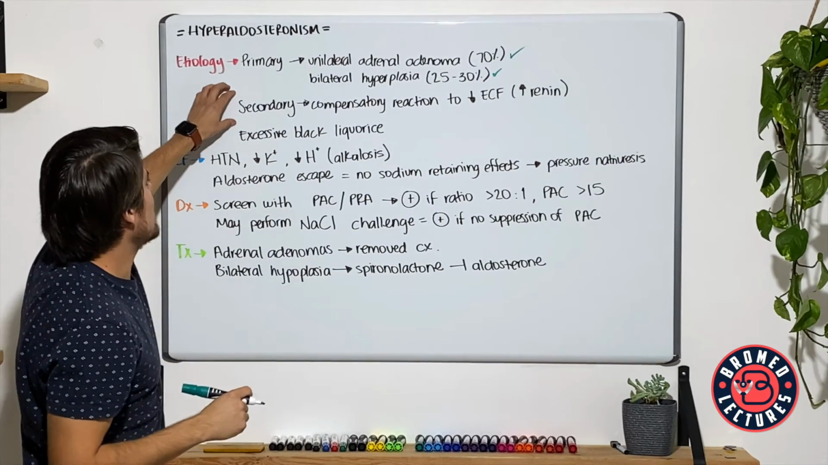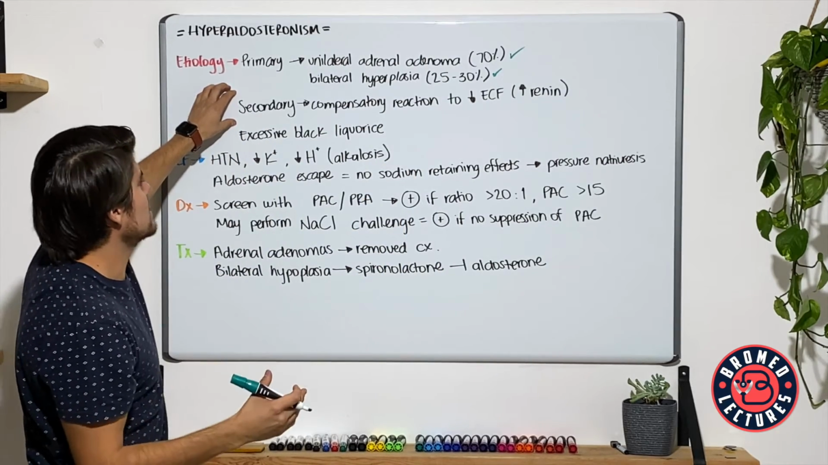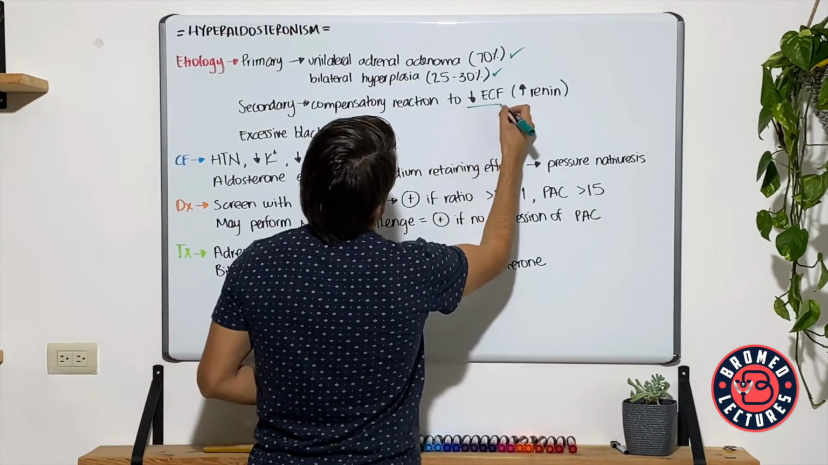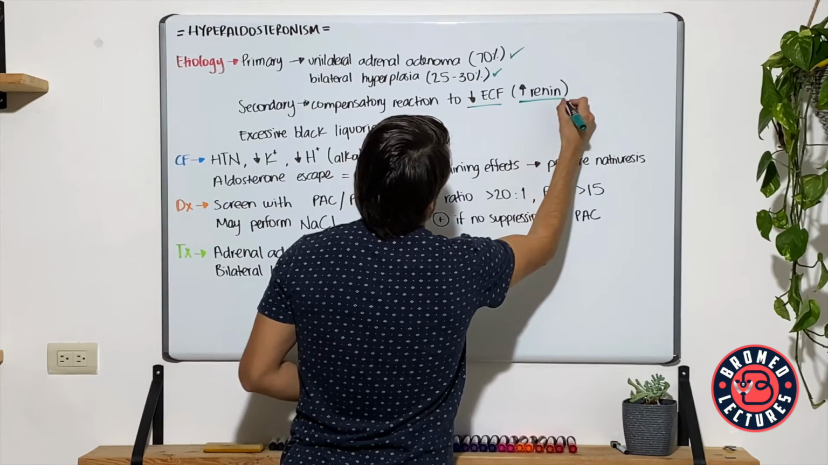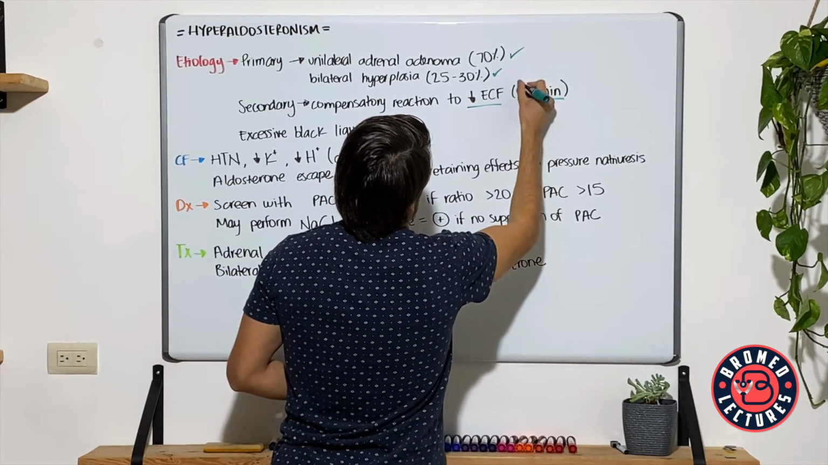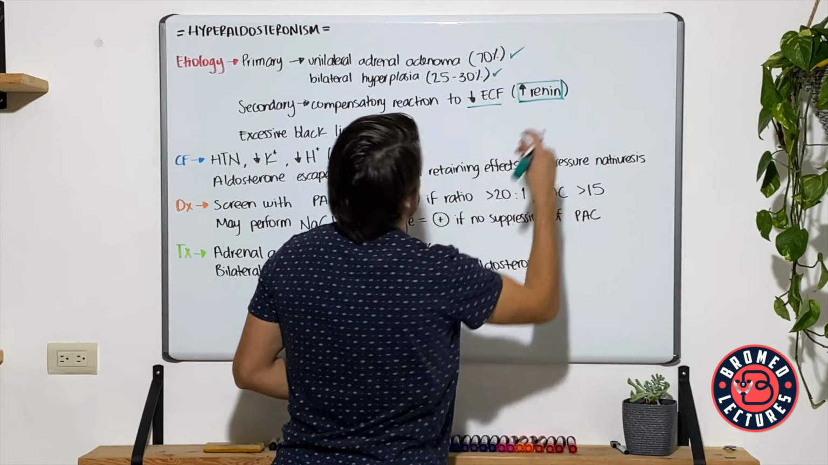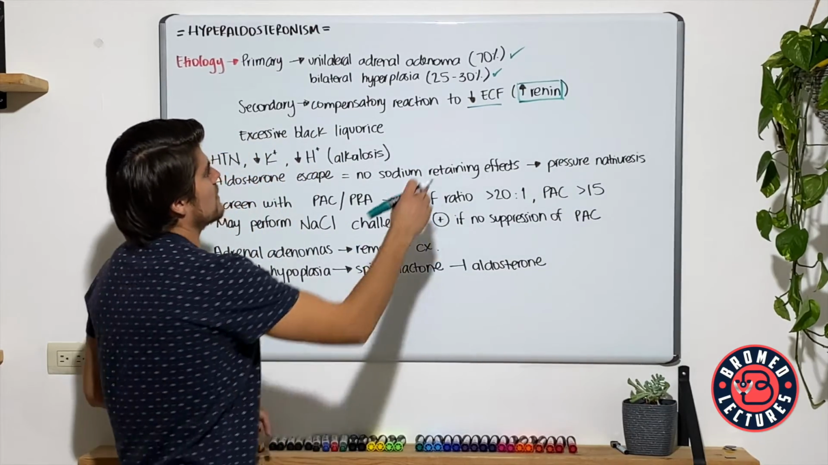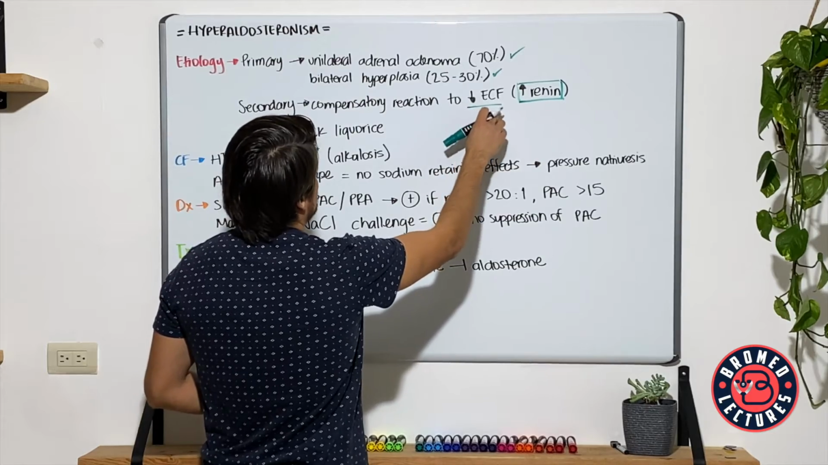Now, secondary hyperaldosteronism is usually recognized as a compensatory reaction to low extracellular fluid volume that generates an upregulation of renin, and this is going to be the marker that is telling you that it is a normal response since it is not inhibiting renin, and it is due to the fact that you have a low extracellular fluid volume.